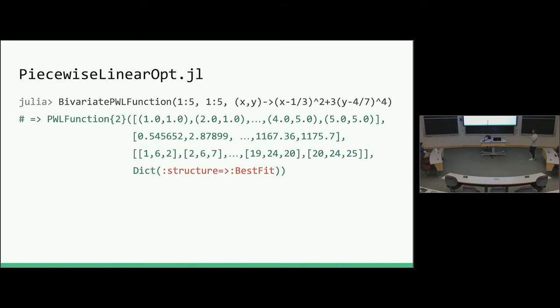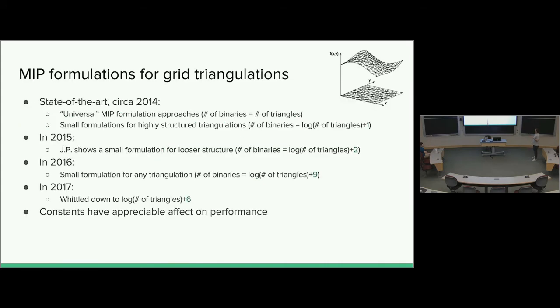So I do want to highlight this because this is something that I don't think was really possible before. What were the MIP formulations available for the grid triangulations? The state of the art around 2014 was you could use these universal formulation approaches that work for any disjunctive constraint. What you end up with is a number of binary variables equal to the number of triangles. These really don't work in practice very well for larger problems. And Juan Pablo had a small formulation for this very highly structured triangulation right here. You look and it's just a very regular pattern.